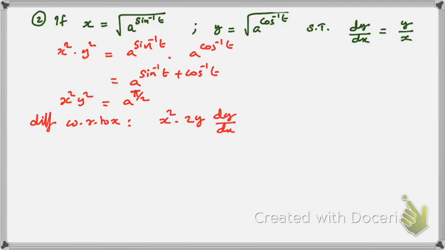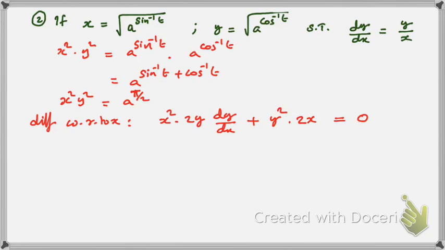What's the derivative of y square? Derivative of y square is 2y into dy by dx. First function x square into derivative of the second, 2y into dy by dx, plus second function y square into derivative of the first. Derivative of x square is 2x. So the right hand side being a constant, it's going to be 0.